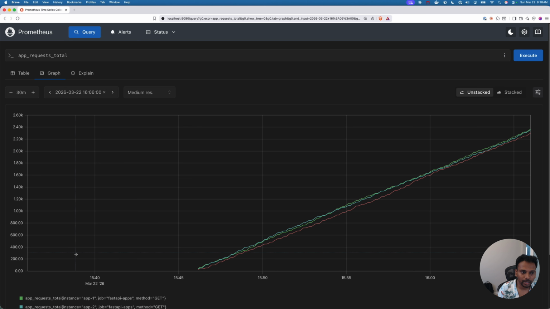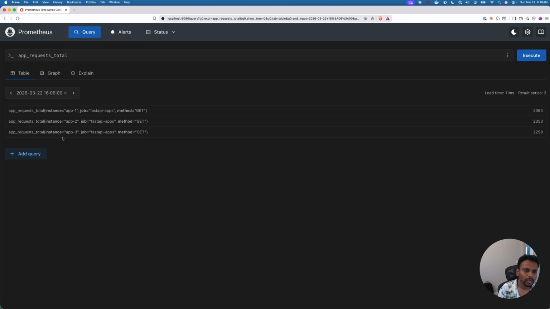And let's also look at the graph. So this is a continuously incrementing graph. We have close to 20 minutes of data. Now let's filter it further. Let's look into only a single instance, app1, and we have a single entry 2364.